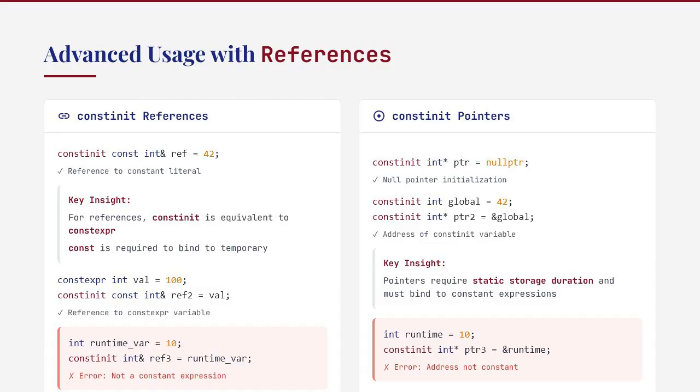For pointers, they must bind to constant expressions with static storage duration. For example, constinit int* ptr = nullptr is valid, as is constinit int global = 42, then constinit int* ptr2 = &global. However, int runtime = 10, then constinit int* ptr3 = &runtime is invalid, because the address of runtime is not a constant expression. Understanding these rules is important for correctly using constinit with reference and pointer types.